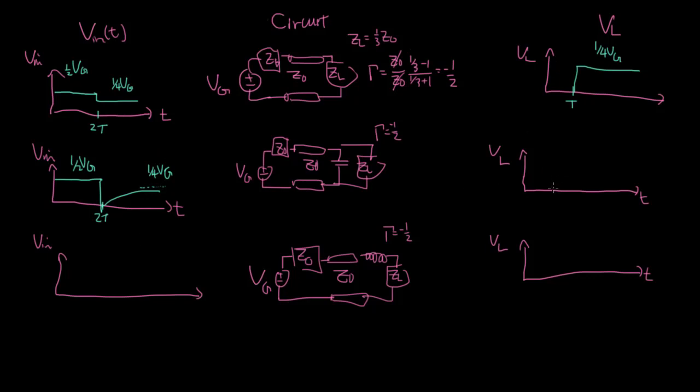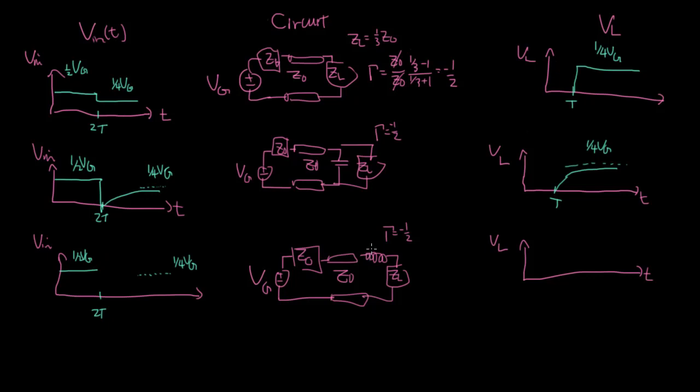Similarly, nothing happens until time t equals T, and then it converges to the same situation as what you had up here. So it's going to slowly charge up to 1/4 VG. And then let's look at the inductive load. Again, you start out at 1/4 VG until 2T when the reflected wave comes back, and eventually you're going to be at 1/4 VG. But what happens in between?